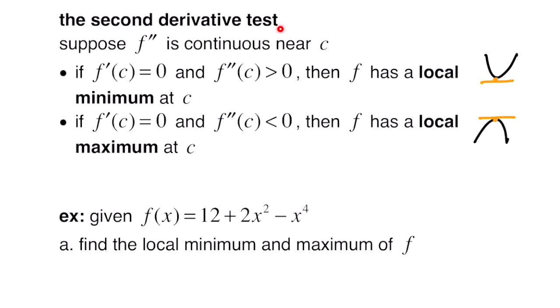So this is the second derivative test. Again, when you're applying the second derivative test, first you take the derivative of f, set it equal to 0, and solve for c. Then you take the second derivative of f and you plug c in and you test whether or not it's positive or negative. If it's positive, then f is concave up, indicating that f has a local minimum there. If f double prime is negative, then the graph is concave down, indicating that f has a local maximum there.